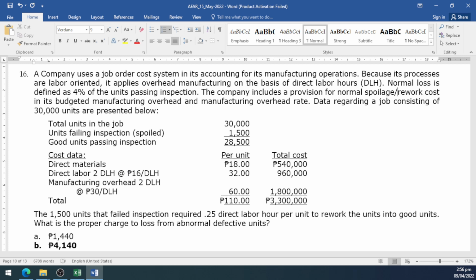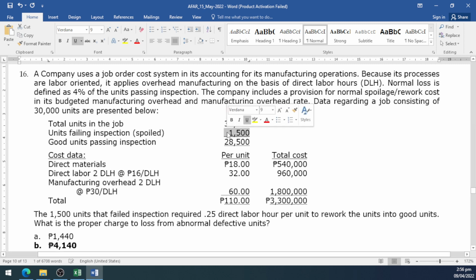Okay. 4% of units passing inspection. Look at this, 1,500. 4% of 28,500 units passing inspection, the normal is 1,140. Eh, 1,500 ito, minus 1,140. The abnormal is 360 units. Okay? 360 units.